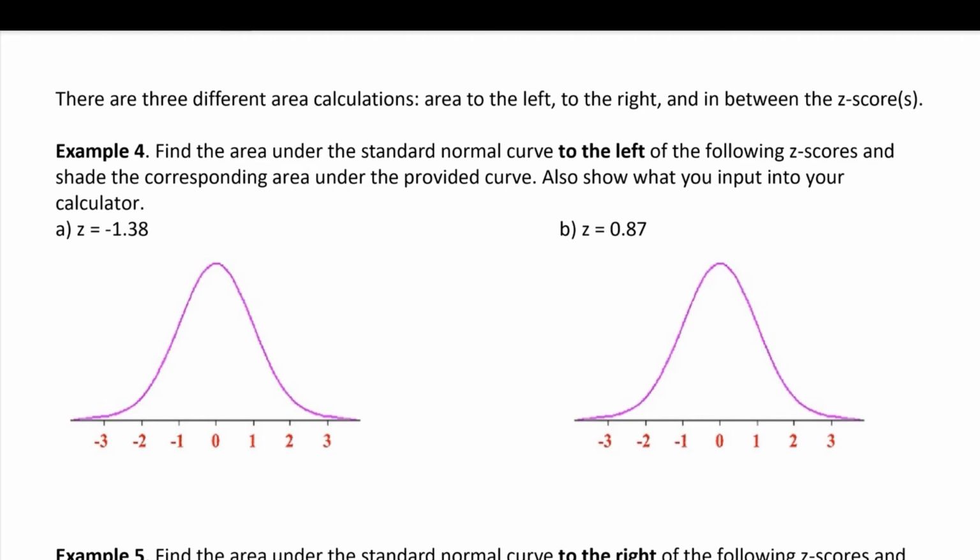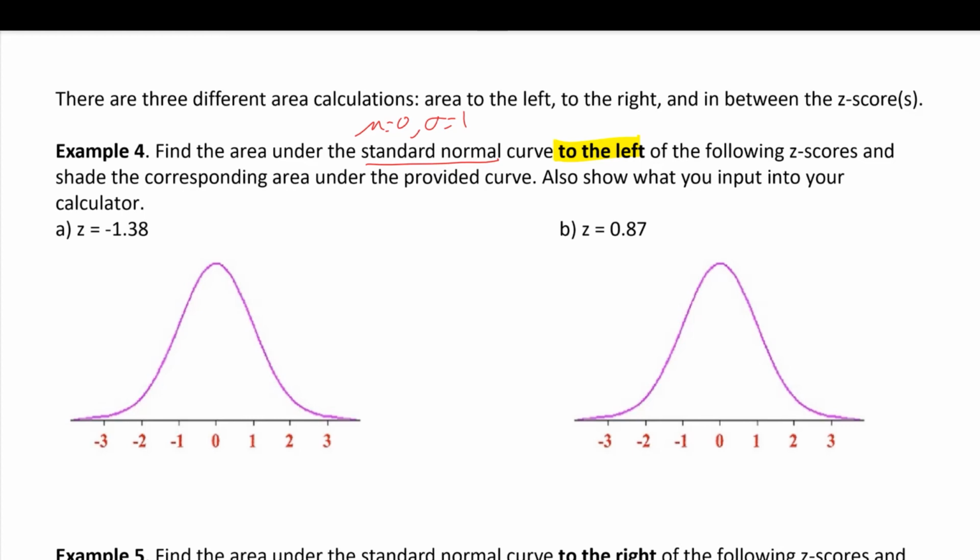All right, so for this first example, we are going to calculate the area to the left of the specified z-scores. And these are all standard normal. Anytime you hear this word standard normal, that means the mean is 0 and the standard deviation is 1. And that's going to be what we're dealing with in this entire page.